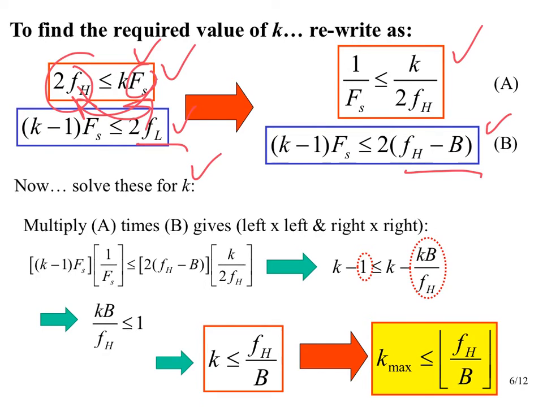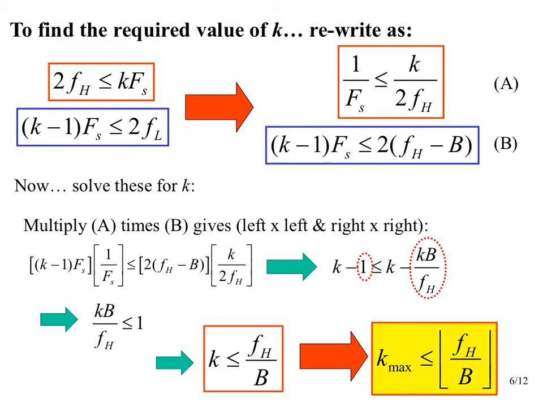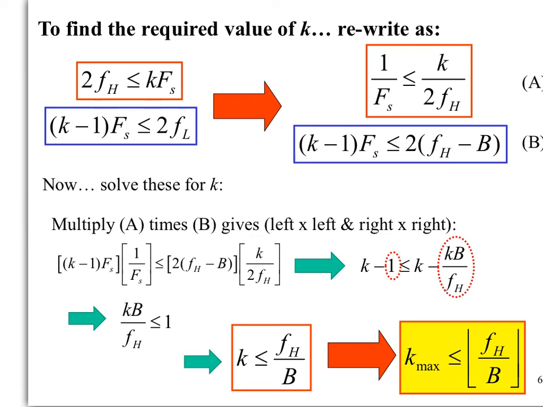So what I'm going to do is multiply A times B. So I'll multiply the left-hand sides, I'll multiply the right-hand sides, and since they're both the same type of inequality, what that will give me is a new inequality that combines the nature of each of those two individual inequalities. When I multiply the left sides, I get this, and when I multiply the right sides, I do this. I see that I get an Fs that cancels, and I'm left with just k minus 1.